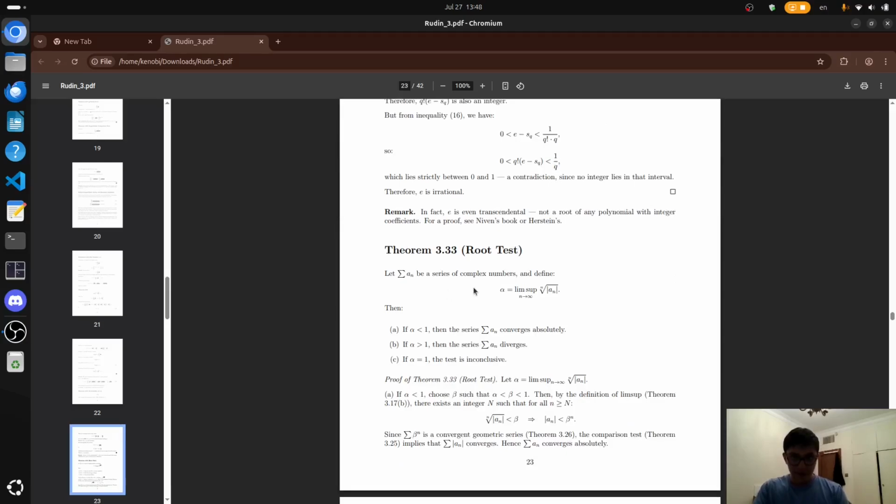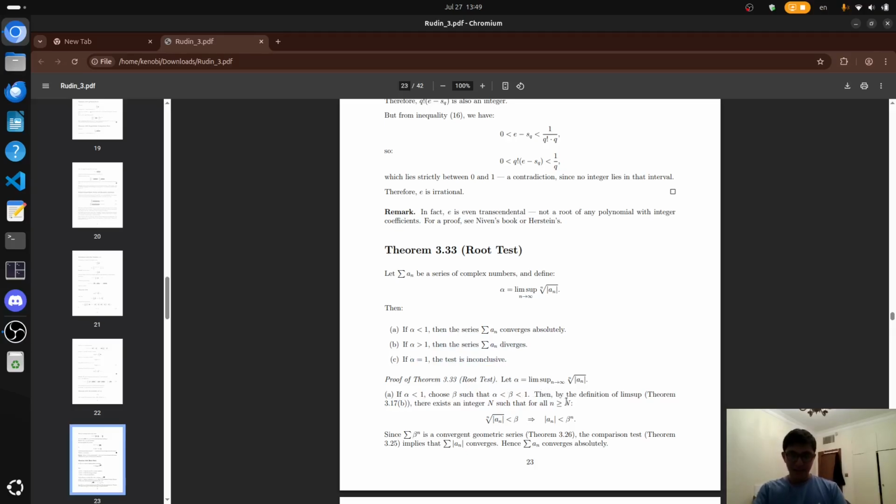And now we have the root test. We set alpha equals lim sup as n goes to infinity of the nth root of an. And if alpha is less than 1, the series sum an converges absolutely. If alpha is greater than 1, the series sum an diverges. And if it's equal to 1, the test is inconclusive.